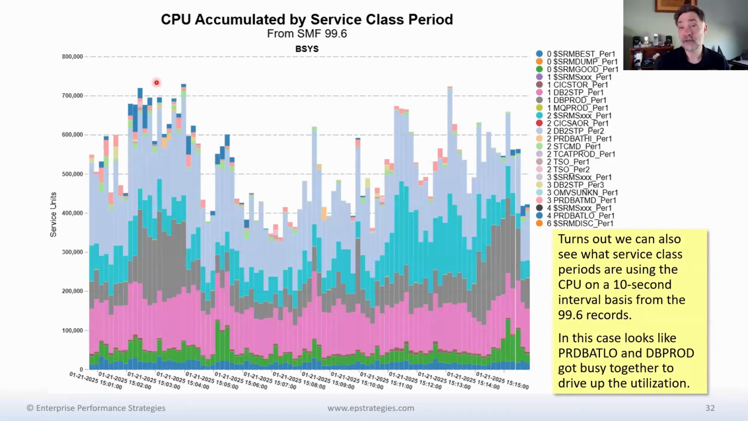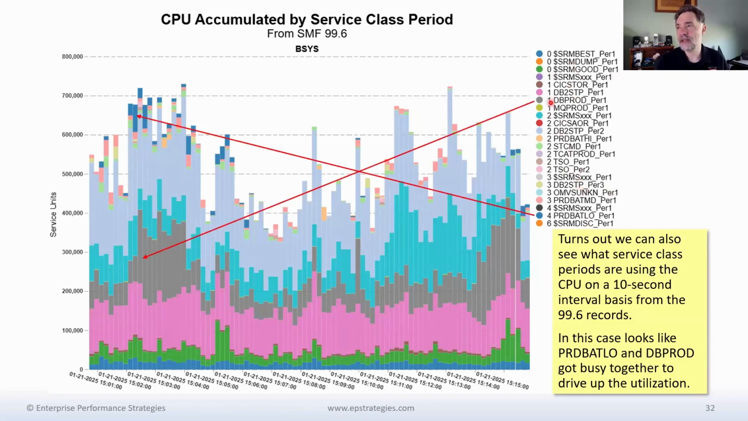And we can see what drove that if we look at the 99 subtype 6 data. So here again, I'm focusing just on approximately that 15-minute period. You can see here's 15:01 over here, here's 15:15 over here. And what we're seeing here is 10-second interval based data out of the 99 subtype 6s. In the 99 subtype 6s, we get utilization on a service class period basis because that's how WLM manages the work. And so here's all of our service class periods.